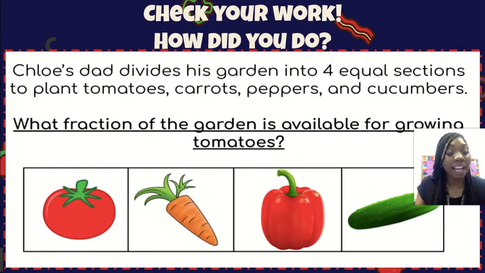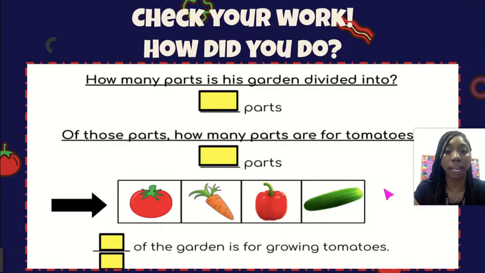Okay, welcome back. I hope that you really took that time to write the fraction of the garden that's growing tomatoes. So now let's check our work together. Let's refresh our memory of the problem. Remember, Chloe's dad divides his garden into 4 equal sections, right? And if we look here, there's 1, 2, 3, 4 sections that make up the whole garden. And he has tomatoes, carrots, peppers, and cucumbers. And we would like to know, what fraction of the garden is available for growing tomatoes?